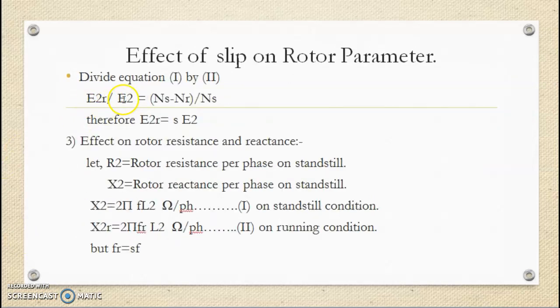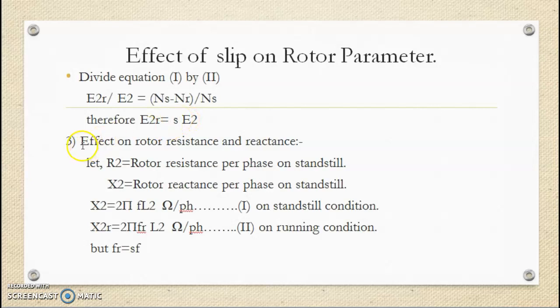E2R divided by E2 is equal to (Ns minus Nr) upon Ns. What is this (Ns minus Nr) upon Ns? It is the slip S. So E2R is equal to S E2. So up till now we have got two formulas: fr is equal to sf and E2R is equal to sE2. That is, the rotor induced EMF at running condition is equal to the rotor EMF at standstill condition into its slip.